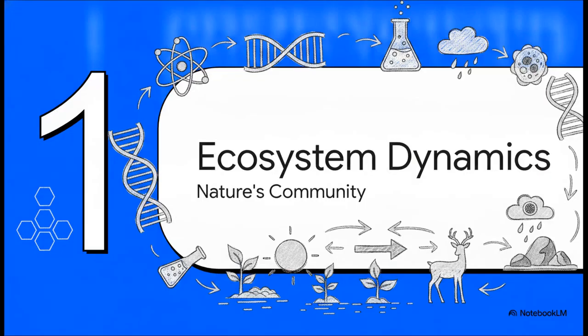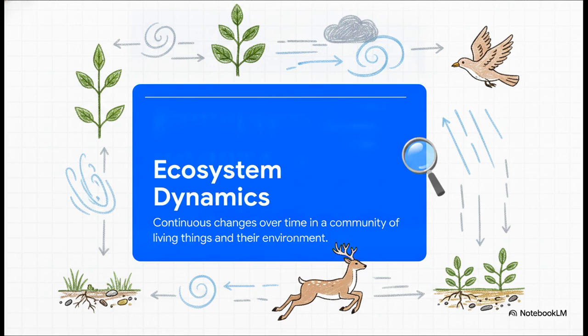Section 1. What are ecosystem dynamics? Let's look at the basics of nature's community. To really grasp how this all works, let's start with a core definition. Ecosystem dynamics simply refers to the continuous changes over time in a community of living things and their environment. The absolute key word there is continuous. This isn't just some one-time event we're talking about.